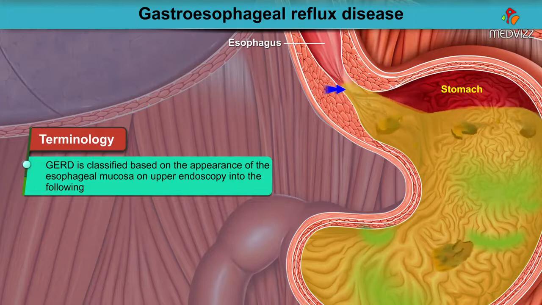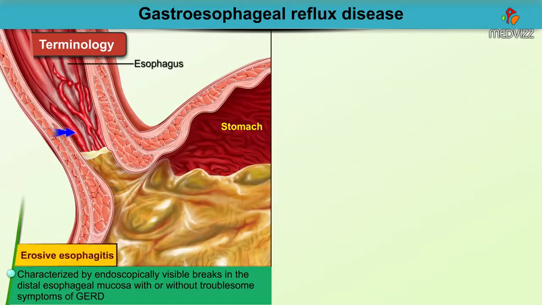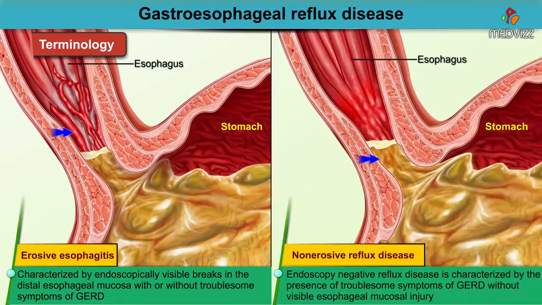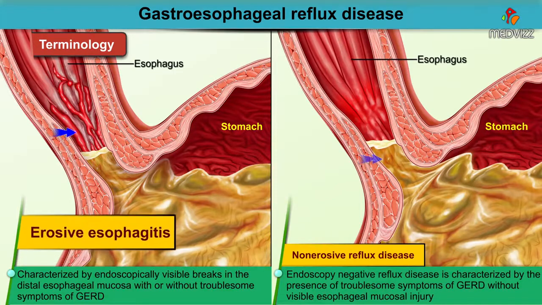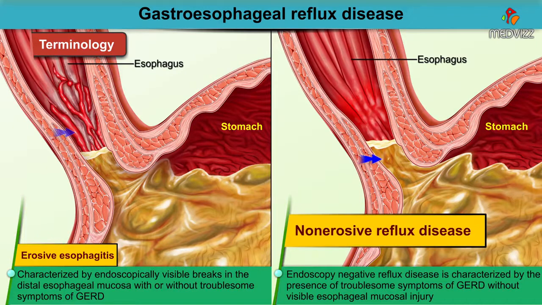GERD is classified based on the appearance of the esophageal mucosa on upper endoscopy into erosive esophagitis and non-erosive reflux disease. Erosive esophagitis is characterized endoscopically as visible breaks in the distal esophageal mucosa with or without troublesome symptoms of GERD. Whereas on the other hand, non-erosive reflux disease or endoscopy-negative reflux disease is characterized by the presence of troublesome symptoms of GERD without visible esophageal mucosal injury.